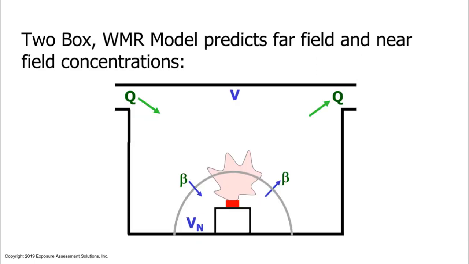TEAS also includes the two-box model, where we have the one-box model, but inside the room is a zone of high concentration near and surrounding the source. So we have a near field, air moving into the near field, and air moving out of the near field, taking contaminant with it.